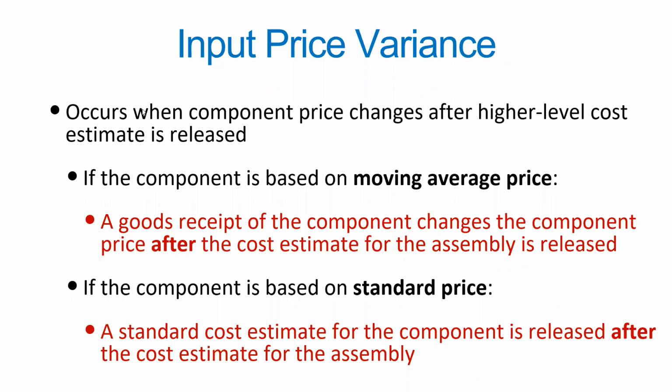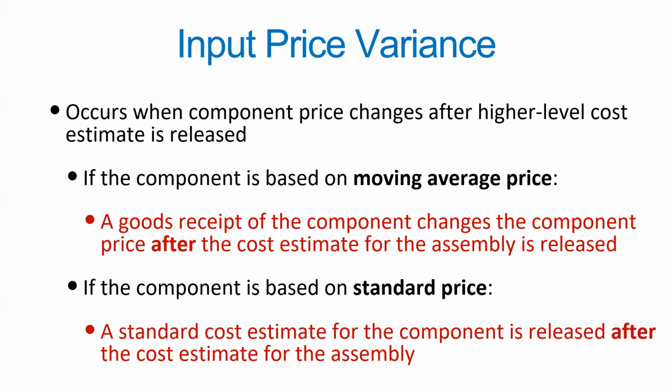Input price variance, how can that happen? It occurs when the component price changes after the high level cost estimate is released. And generally, you don't want this to happen. Generally, when you're creating cost estimates after the main costing run, you use transfer control to transfer the existing cost estimates from the raw materials and sub-assemblies. You don't have to, but generally, it's probably what you want to happen to minimize this input price variance if you're using standard price. And generally, I recommend standard price for every material.